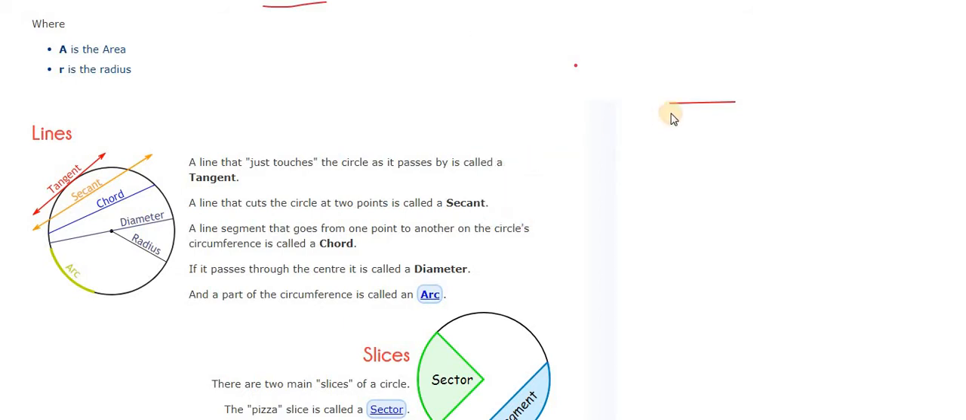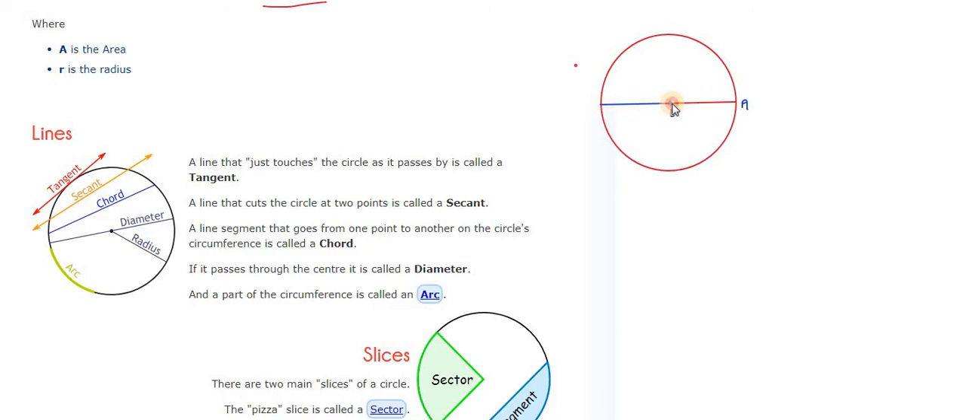Now I'll draw a circle. See here, this is the circle, and this is the center of the circle. For the center of the circle I'll name this O, and here A. Now I'll take different line segments and place them at different places. Suppose from here I draw one line, so this is a radius.